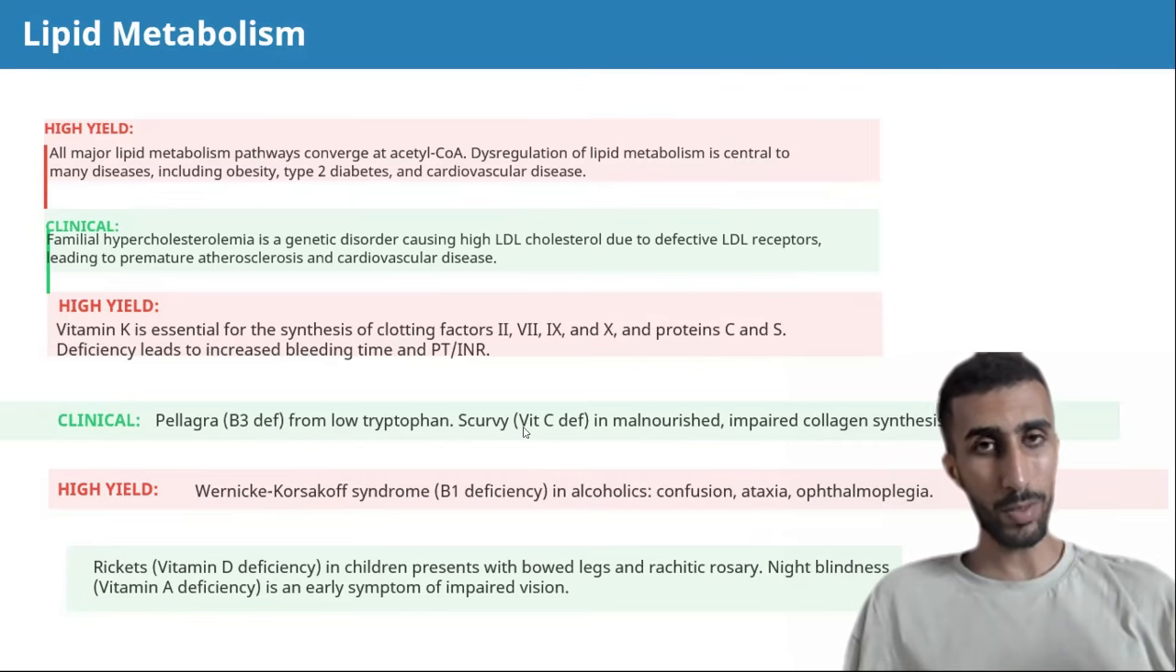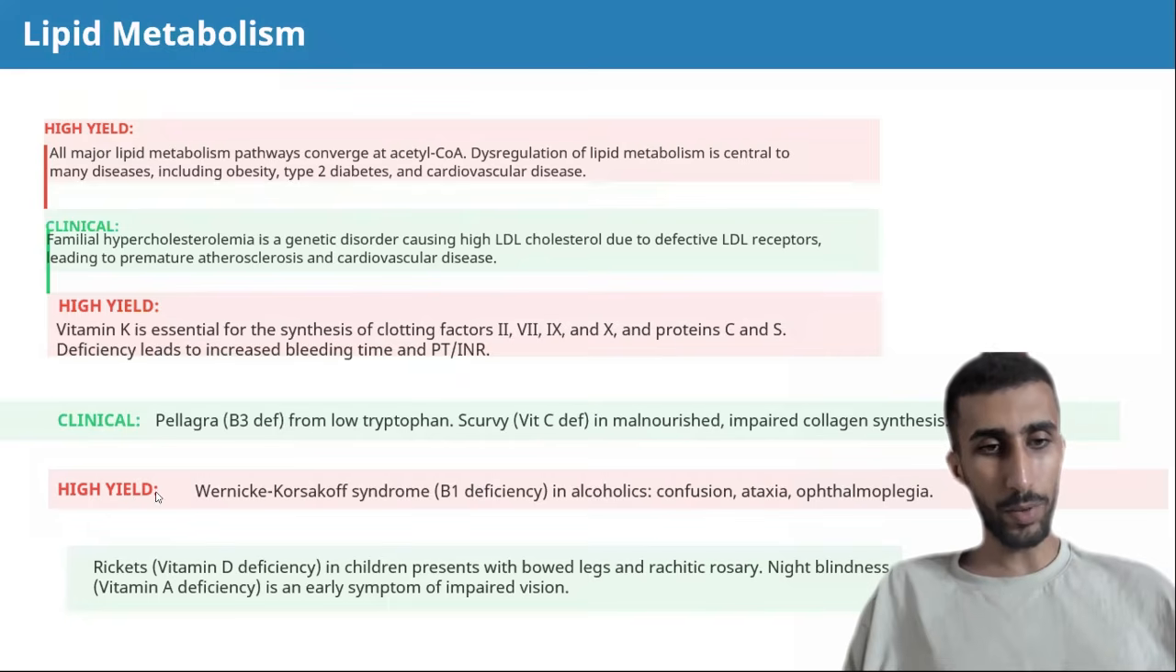Next is scurvy. Scurvy is related to vitamin C deficiency, which impairs collagen synthesis. Vitamin C is very important for healthy hair, so you will have corkscrew hair, bleeding of gums, and petechiae. It contributes to collagen synthesis, so these people have deficient collagen and unhealthy skin. So petechiae and corkscrew hairs.